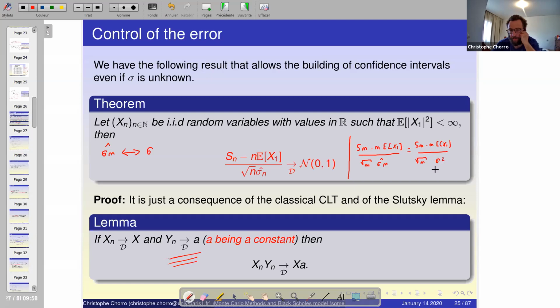Sigma square, and so if I do this, I have here sigma over sigma n hat. And what I know, by the classical central limit theorem, tells me that this one converges in distribution toward N(0,1). And here I have the convergence almost sure, and so in distribution toward 1. If I apply the Slutsky lemma, here I have something that converges in distribution toward a constant. This one converges toward N(0,1), and so the product will converge toward the product, that is N(0,1).